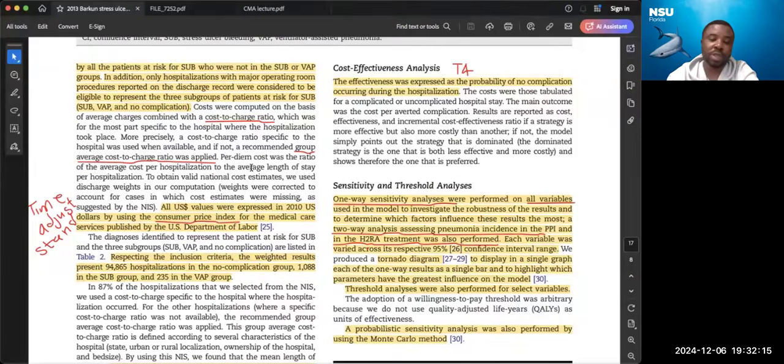So the data they used was in 2008. So they standardized all the costs to 2010. So that is the standardization they did. That's the time adjustment they did. So this is where they did the time adjustment.